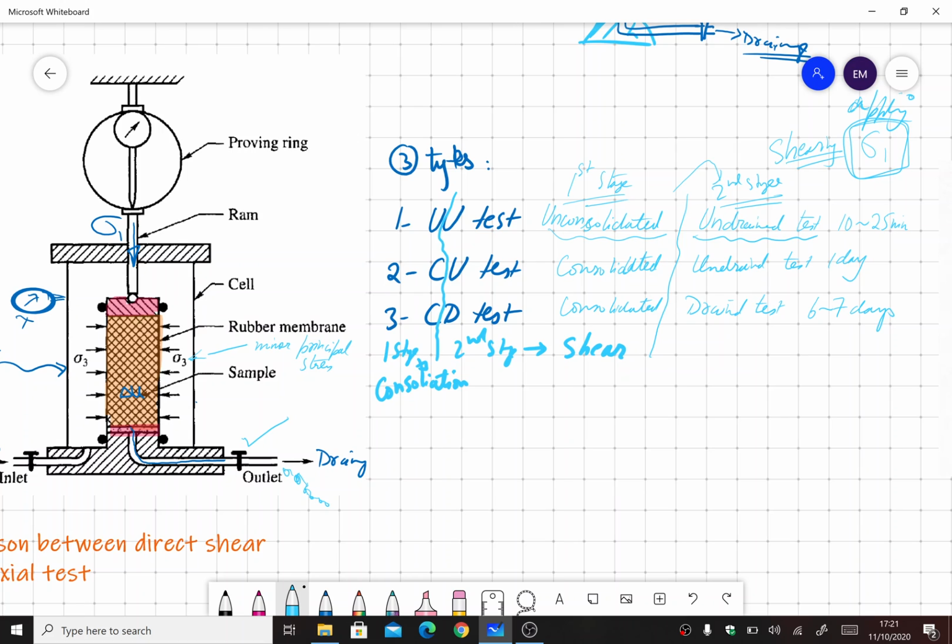And because the second stage is undrained testing, we close the valve and then we apply the sigma 1 loading, and we apply loading until the sample fails. Okay, and the last one is the consolidated drained testing.